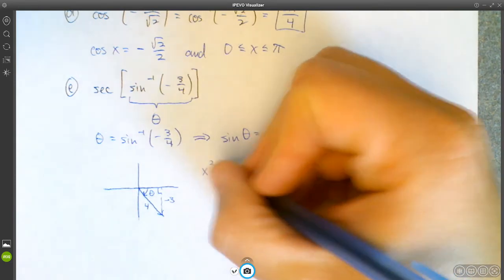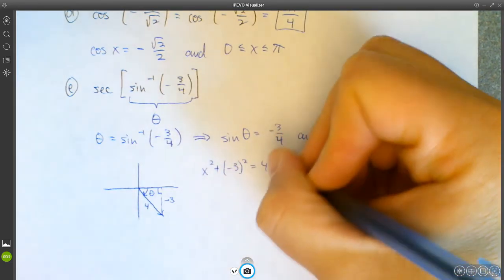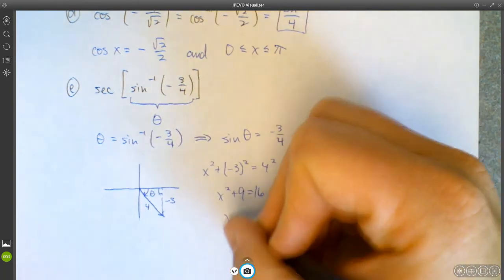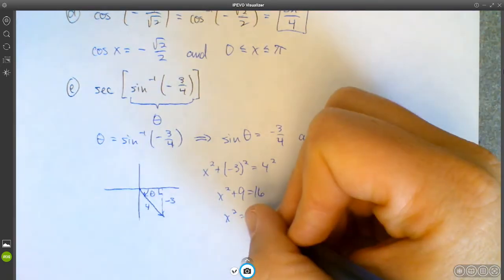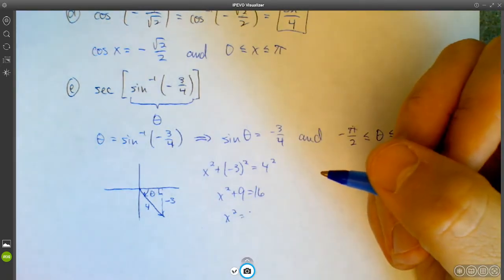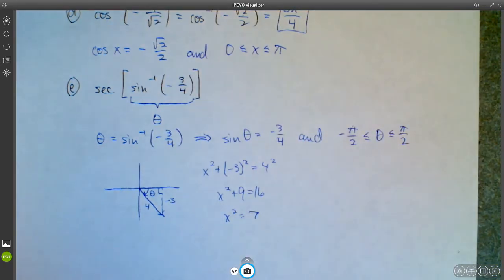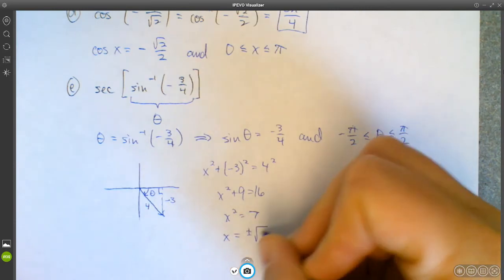We can say x squared plus y squared equals r squared. In other words, x squared plus 9 is 16. So x squared is 7. Yeah, 7. Holy schmoly, man. Subtraction. It gets me every time. Anyway, x is plus or minus root 7.